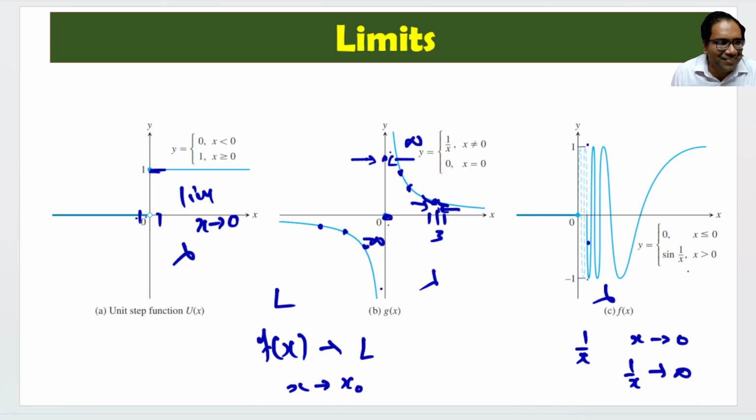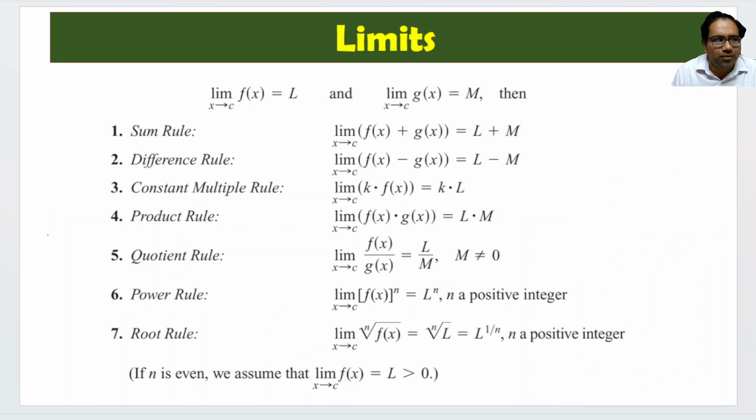Okay. So now once we define limits, different functions have limits. There are some broad rules like sum rule, difference rule, etc. Let's say there are two functions. Limit x tends to c. Please note x tends to c in both the cases. There are two functions. First function the limit is L. Second function the limit is M.